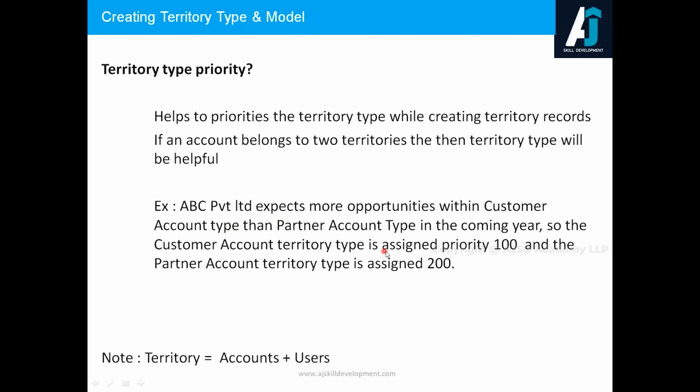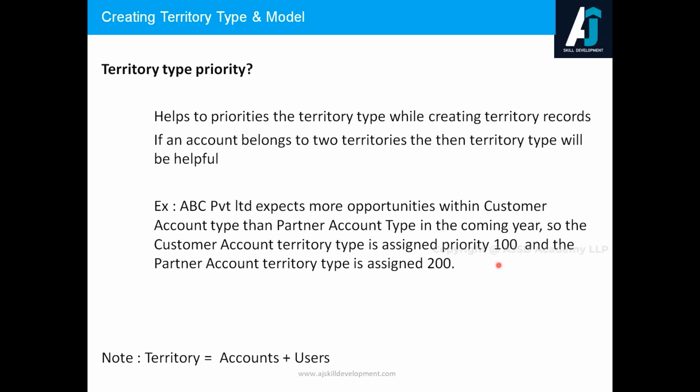So the customer account territory type will have a priority value, it's a numeric value, of 100, and the partner territory type is assigned 200. It means that whenever a territory is being used to assign the account records, the priority will always go to customer account, because it has a lower value in the priority. Why was it given as 100 and 200? Because in future, if you are going to create another territory type and you want to have it in between the customer account priority and partner account priority, then you can easily create a territory type and give your territory type priority as 150, right?